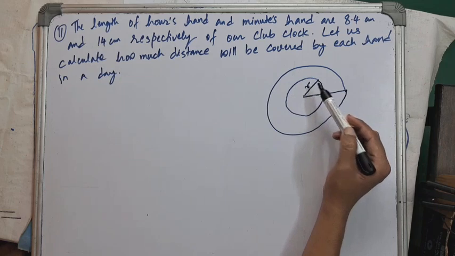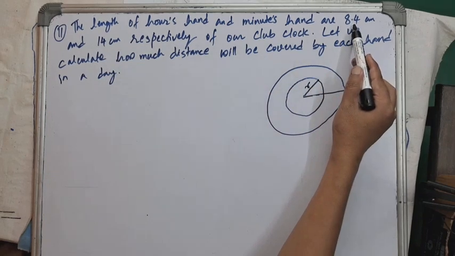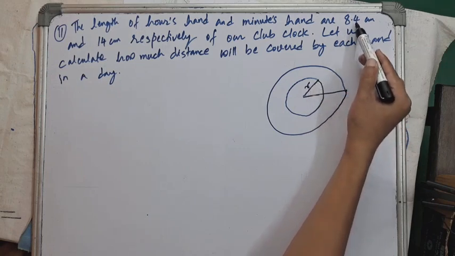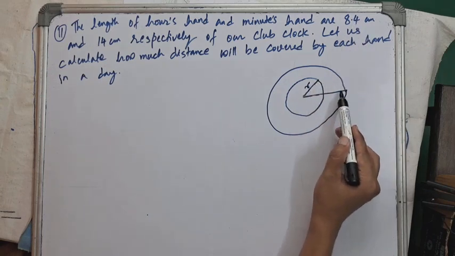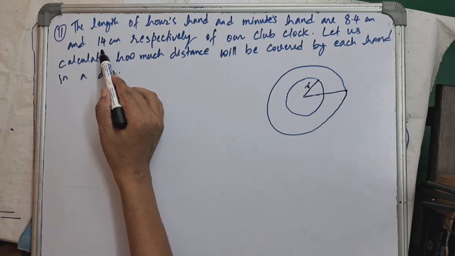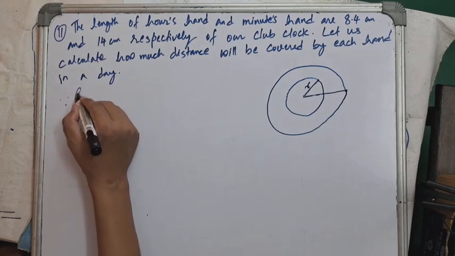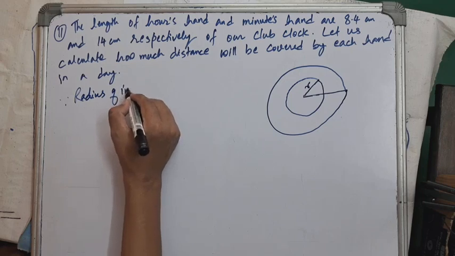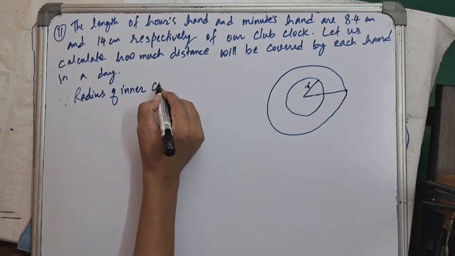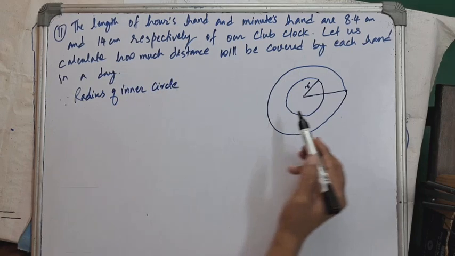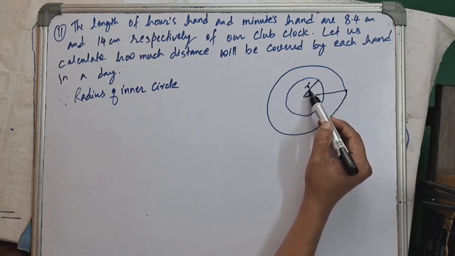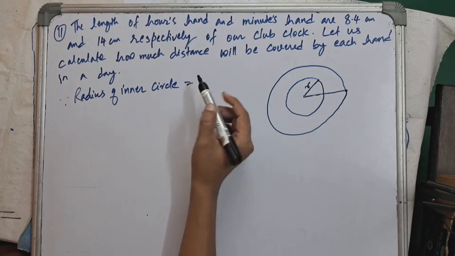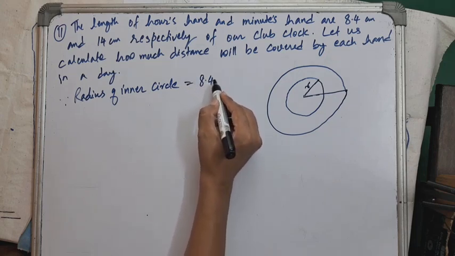So small r, the radius of the inner circle, is 8.4 centimeter, and the radius of the outer circle is 14 centimeter. It is given to us. Radius of inner circle: we can say the length of our hour hand, which is the radius of the inner circle, equals 8.4 centimeter.